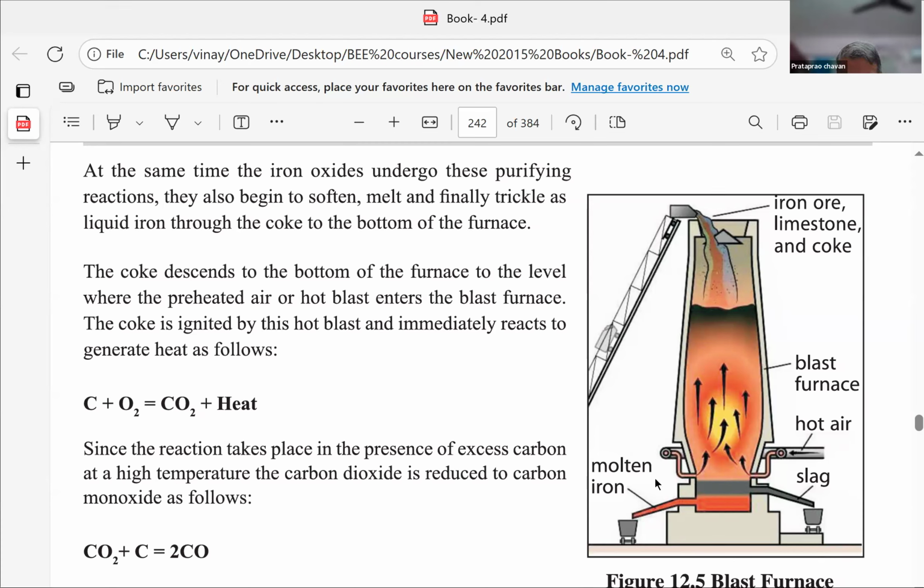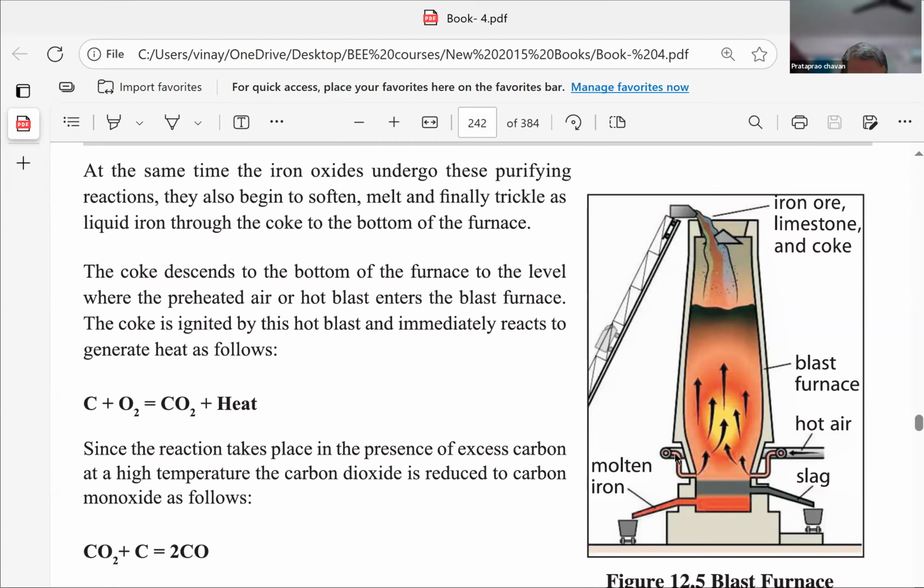This is the blast furnace outer shell. This is the hot air that is supplied for combustion. It's a ring all around. It's a circular furnace like a cylinder. All around is the pipe carrying very high pressure hot air. It is blown through these pipes.